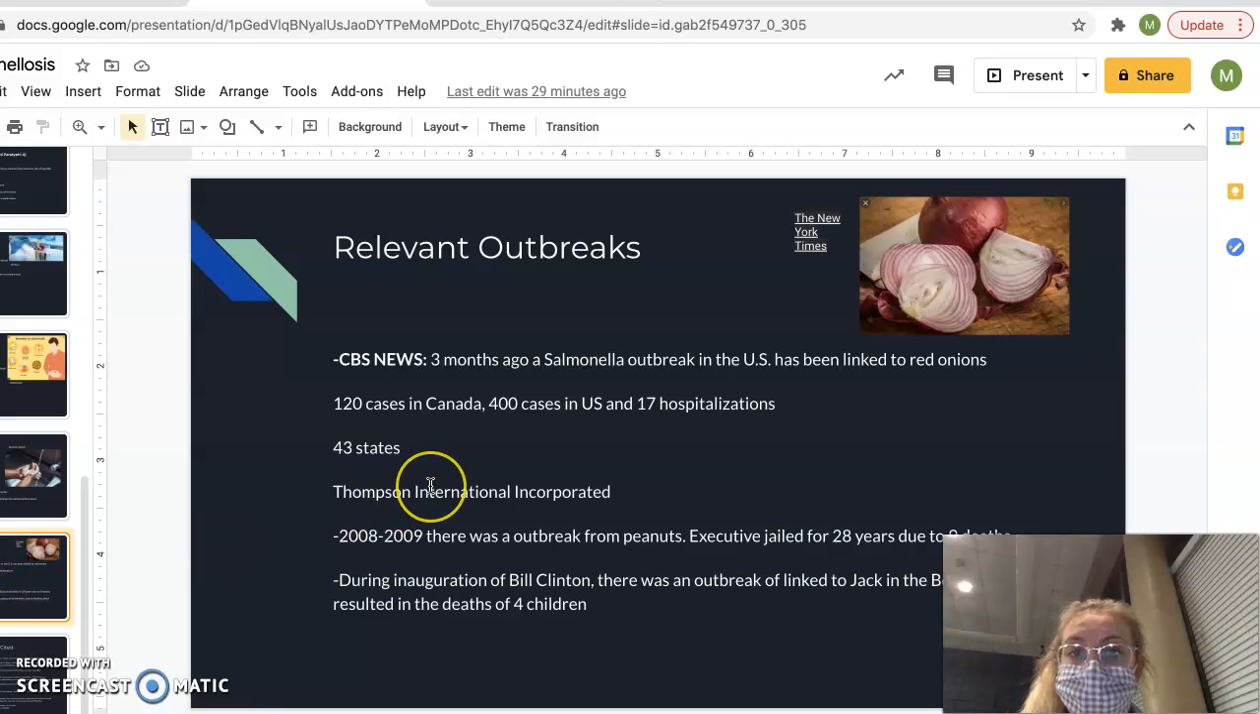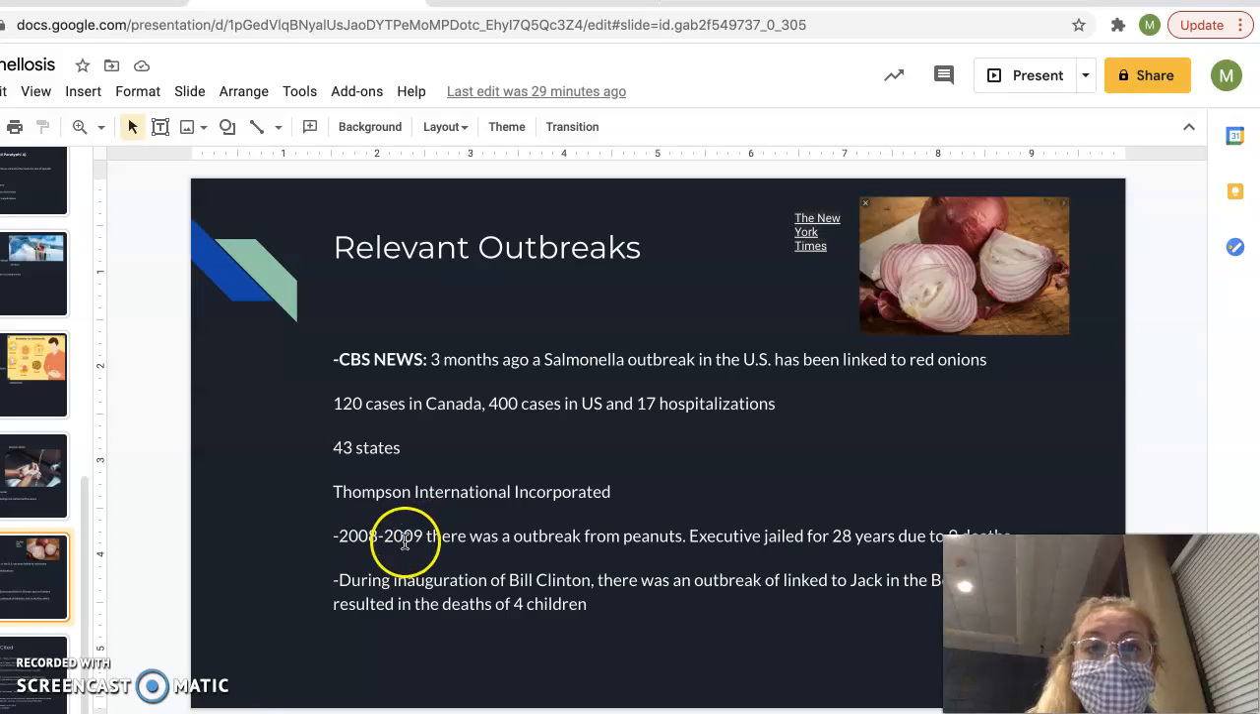And just some relevant outbreaks. As of 3 months ago, there's been a salmonella outbreak in the US that's been linked to red onions in California. And there's been 120 cases in Canada, 400 cases in the US, and 17 hospitalizations. And it's spread to 43 states, and it's been linked to Thompson International Incorporated. So if you have red onions from Thompson International Incorporated, you should throw them out, or any other onions from that company, because there's a chance there was cross-contamination from them.